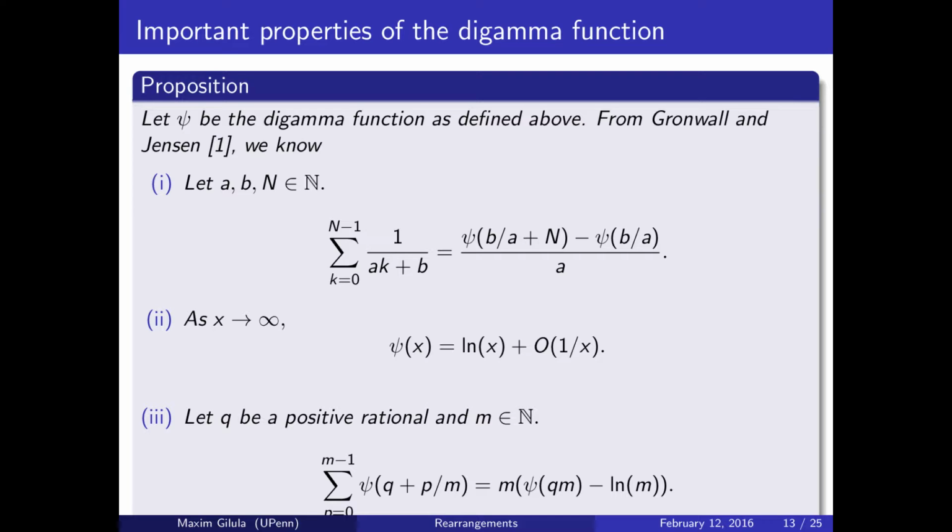So one relevant thing is if we look at this partial sum, we have some nice formula. We don't know what digamma of B over A is, but we have some nice formula. It behaves like log x at infinity. And it has this other useful identity. This is a sum from p equals 0. We'll see this near the end.